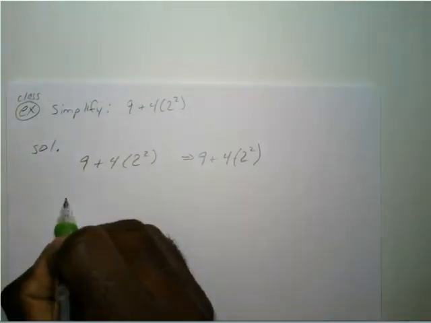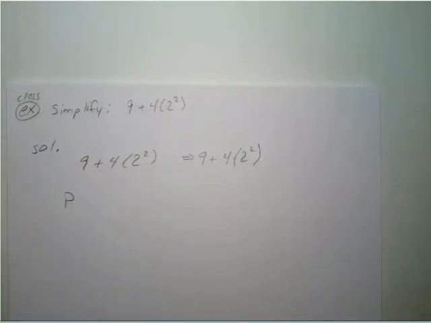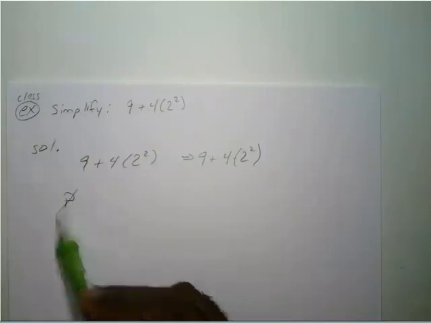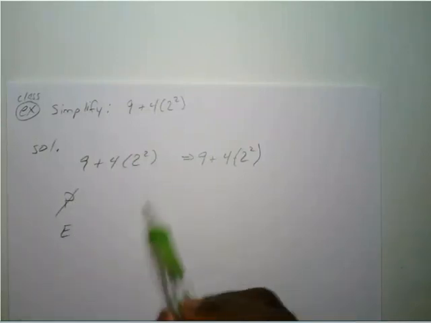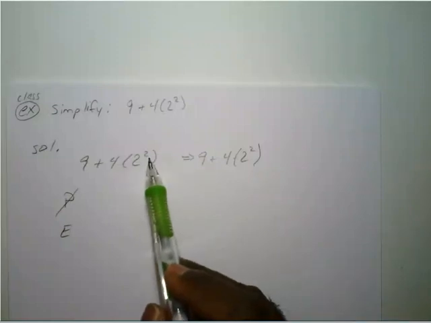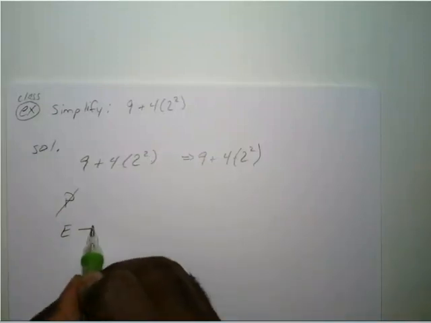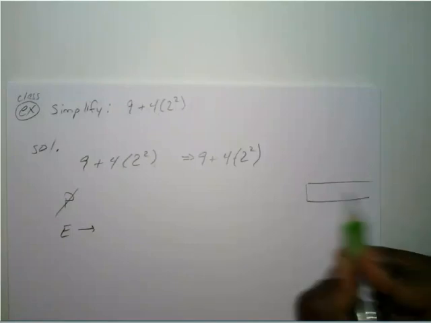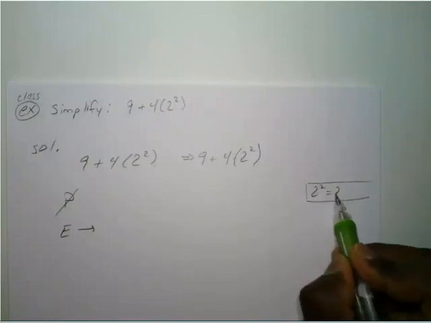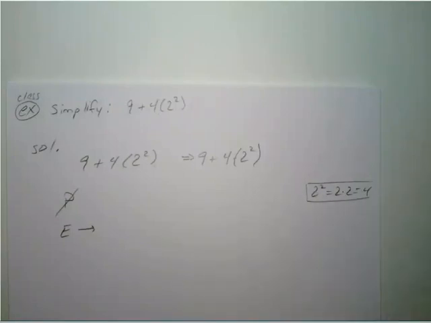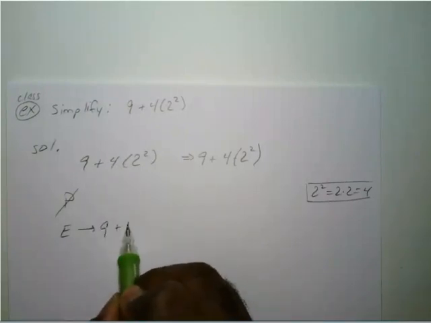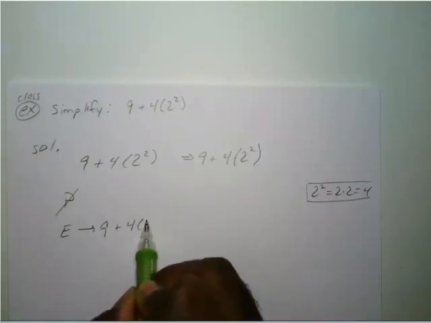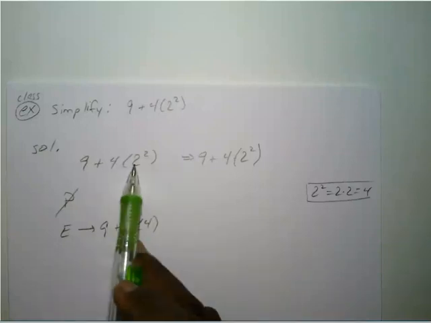Okay, so we actually have no grouping symbol parentheses. We have multiplication parentheses, but no grouping symbol parentheses. So we're going to ignore that one. We have an exponent, which is our 2 squared. We know that 2 squared is just 2 times 2, which is 4. So that makes this 9 plus 4 times 4, since our 2 squared is 4.